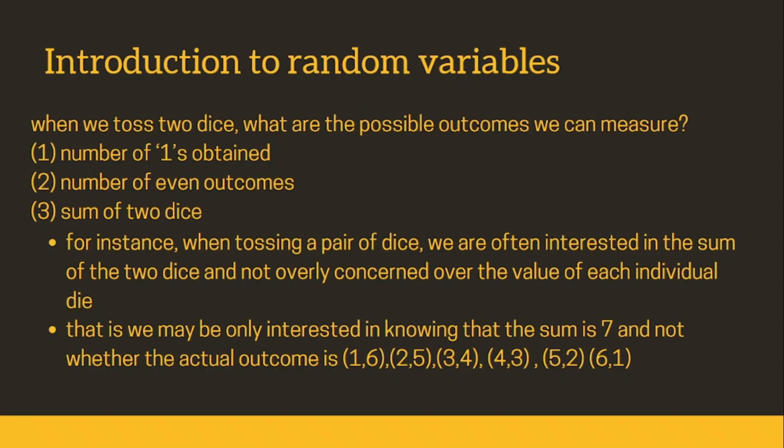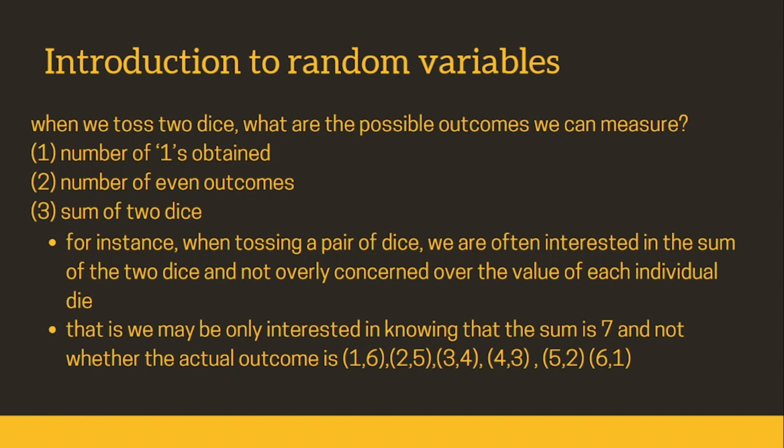So, an introduction to random variables. Suppose we toss two dice, what are the possible outcomes that we can measure? We can measure things such as the number of ones obtained, the number of given outcomes, or the sum of the two dice. For instance, when we are tossing a pair of dice, we are often interested in the sum of the two dice and are not overly concerned over the value of each individual die.